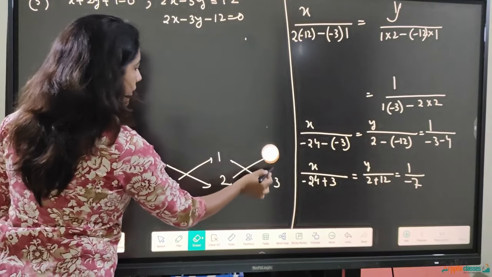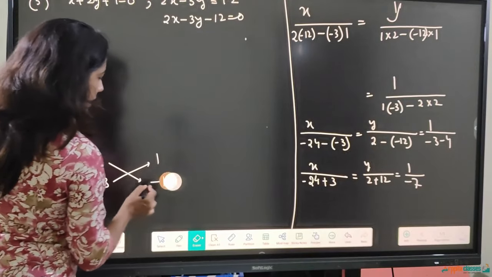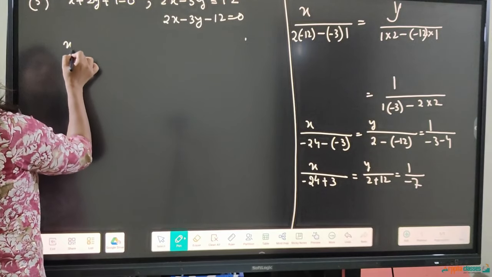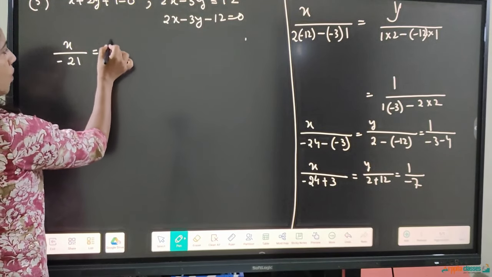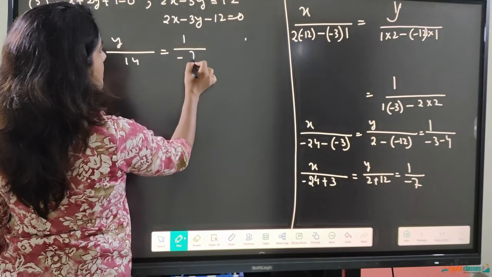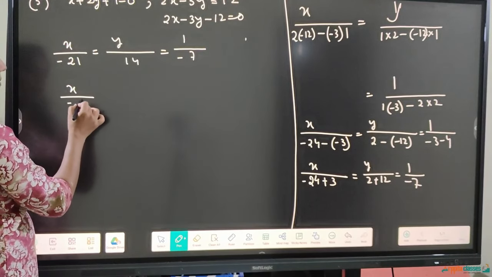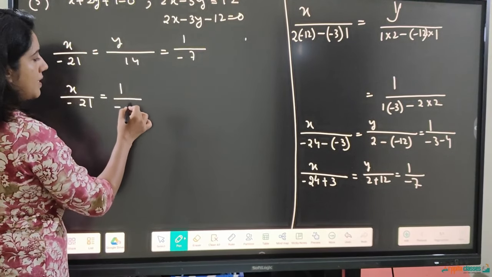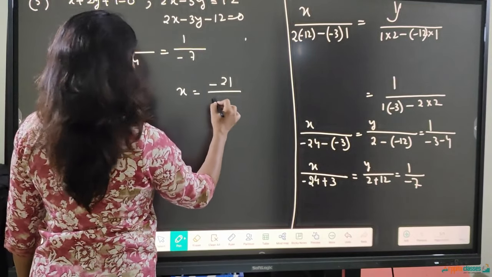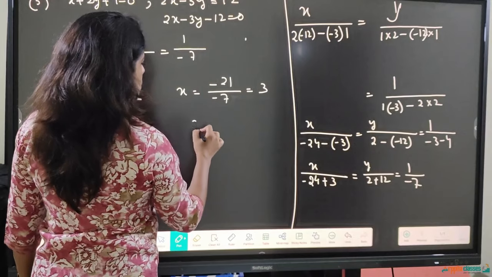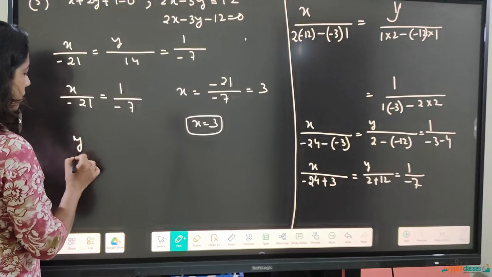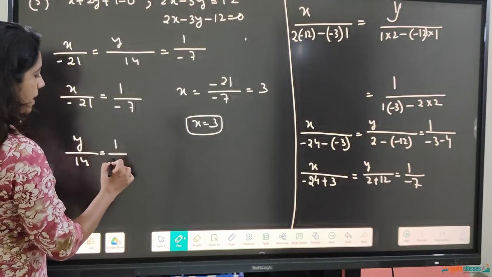You can pause the video, you can do the sum on your own, everyone. You know the method now. So x upon this will be minus 21, y upon 14 and 1 upon minus 7. So now x upon minus 21 is 1 upon minus 7. I get minus 21 that side, x is equal to minus 21 upon minus 7, that's 3. So we get the value of x, that is 3. And now y upon 14 is equal to 1 upon minus 7.